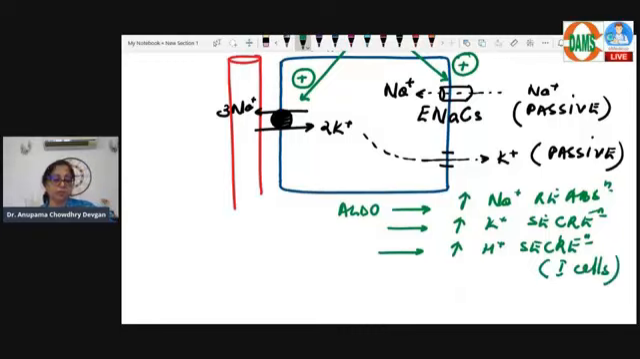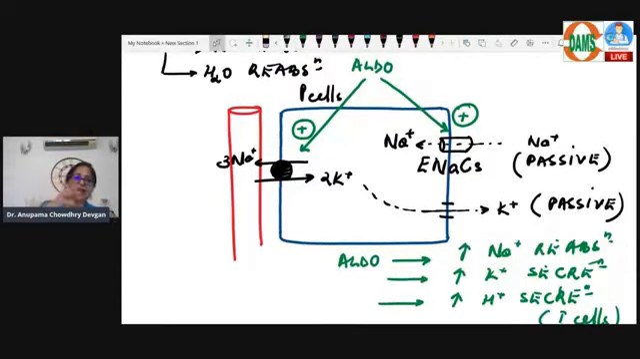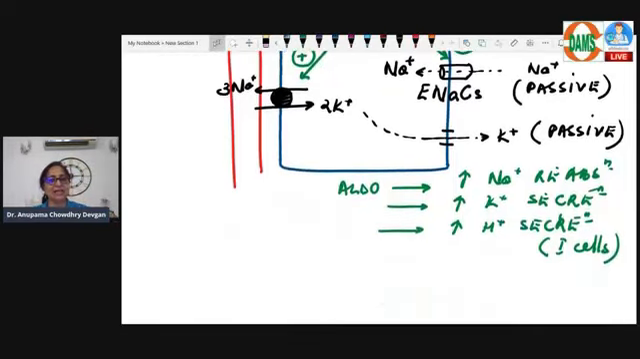It increases sodium reabsorption and increases the potassium secretion. How does it do that? On the basal side of the cell, it will increase the number and activity of the sodium potassium pumps. And on the luminal side, it increases the number of epithelial sodium channels. ENaCs are epithelial sodium channels. So sodium reabsorption is increased and potassium secretion is also increased. And by action on the I cells, it increases the H plus secretion.